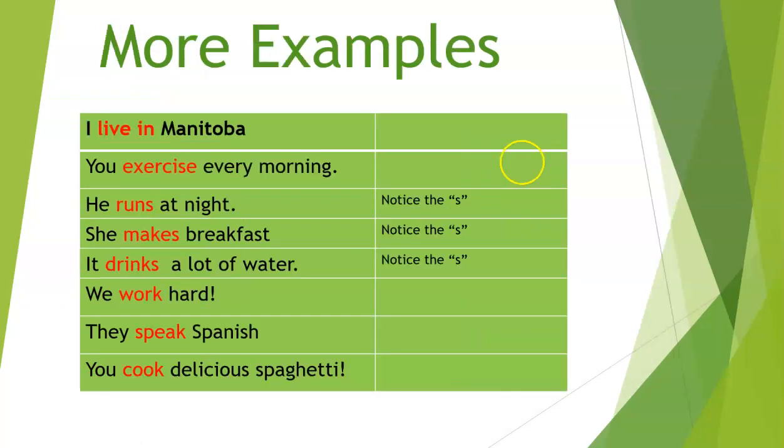So here are some other examples. I live in Manitoba. You exercise every morning. He runs at night. She makes breakfast. It drinks a lot of water. We work hard. They speak Spanish. You cook delicious spaghetti. Again, notice for these three, for he, she, and it, notice the S on the verbs, right? And that's how it is. And that's what we call third person singular. Notice the S on those verbs.